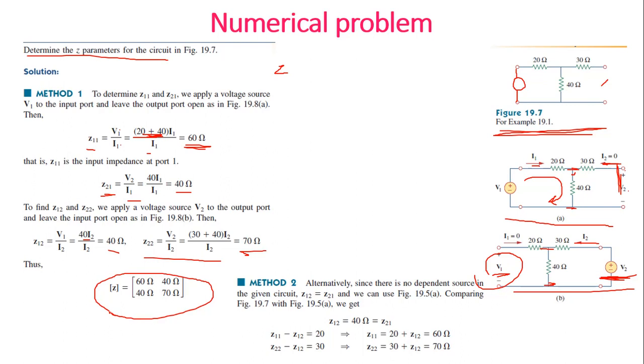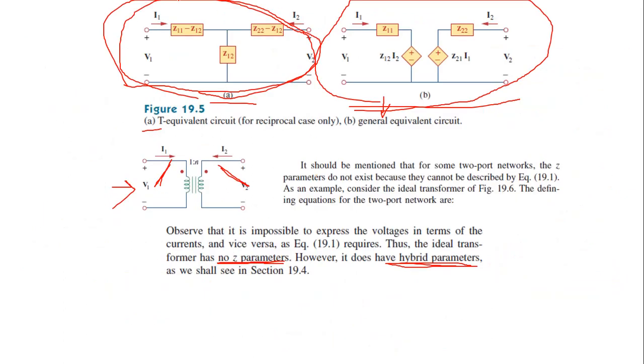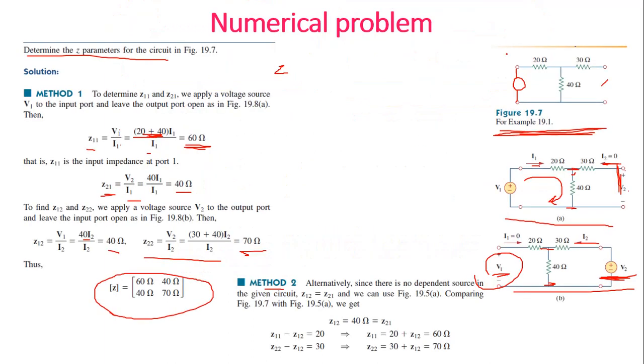This is one method. This is the usual method, and this is the theory behind developing the Z parameters. Now there is a shortcut method. This is method 2. Now look at this network. This network is linear. There is no dependent source, which is one of the main conditions. So this can be related to the T equivalent circuit, which we have seen here. This is similar to this circuit, right? So compare this T equivalent circuit with this problem.